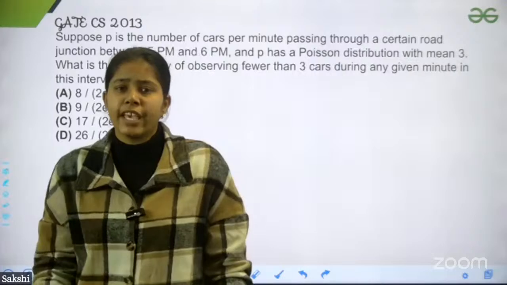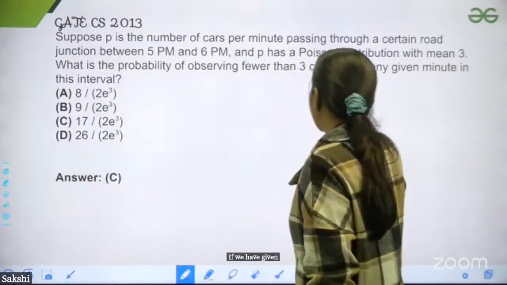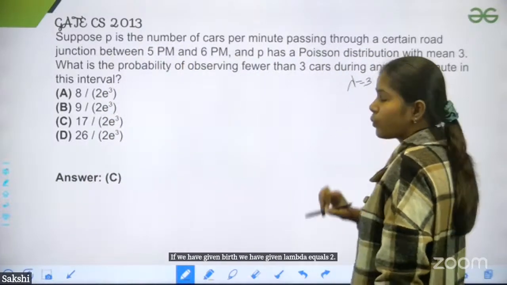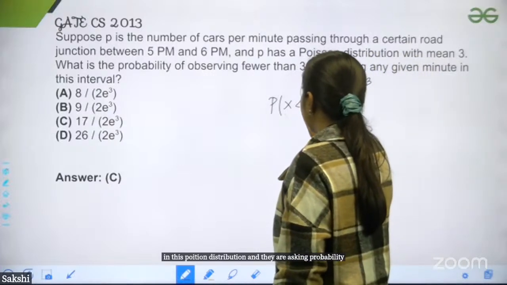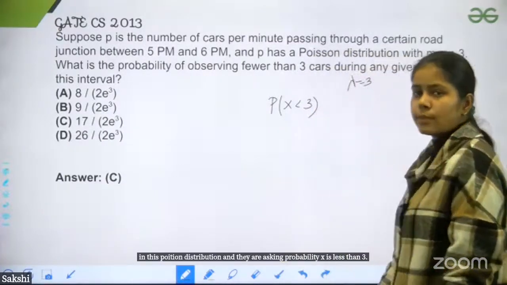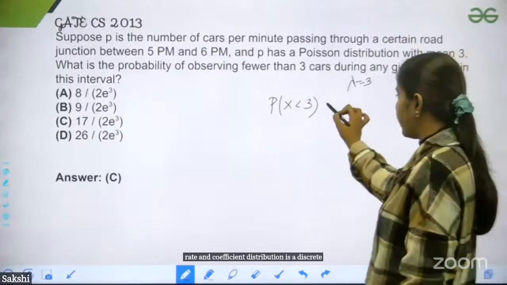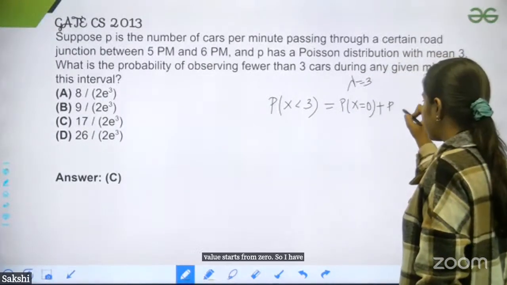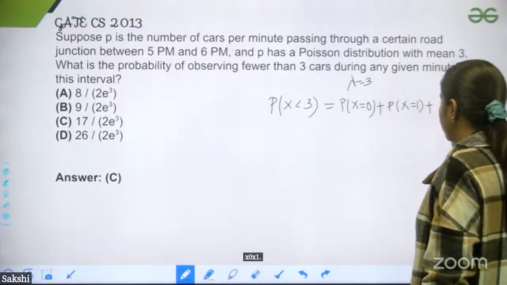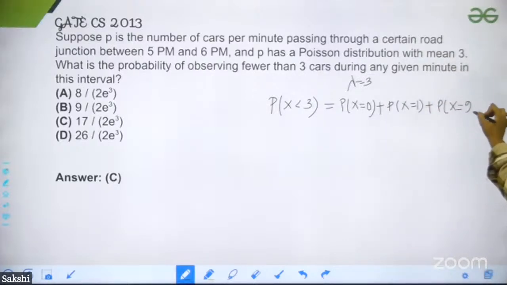So guys, if we have been given the mean, that means we have been given lambda equals 3 in this Poisson distribution, and they're asking the probability that x is less than 3, right? Poisson distribution is a discrete distribution, and its value starts from 0. So I have to do x = 0, x = 1, x = 2, and I have to solve this.